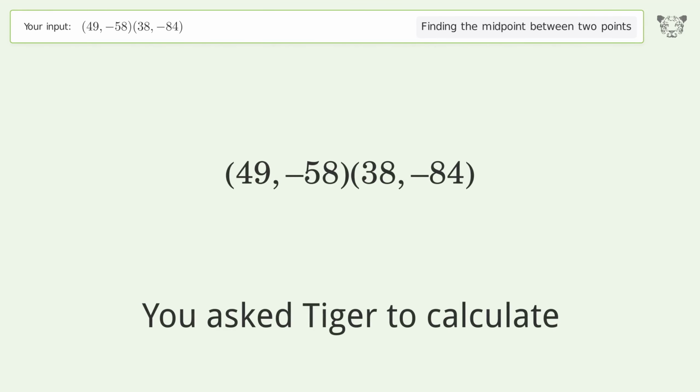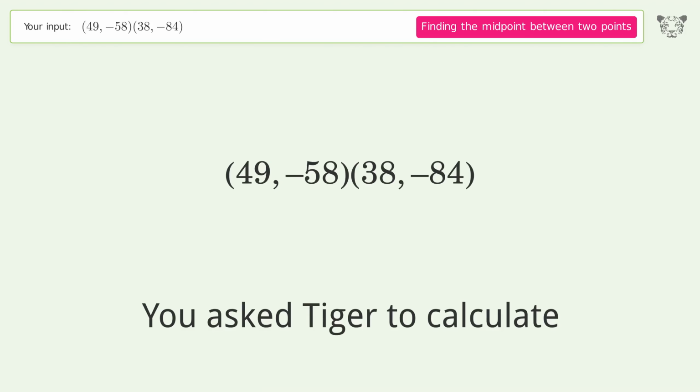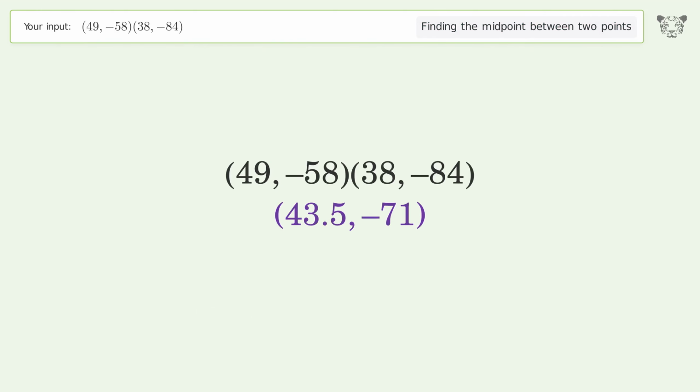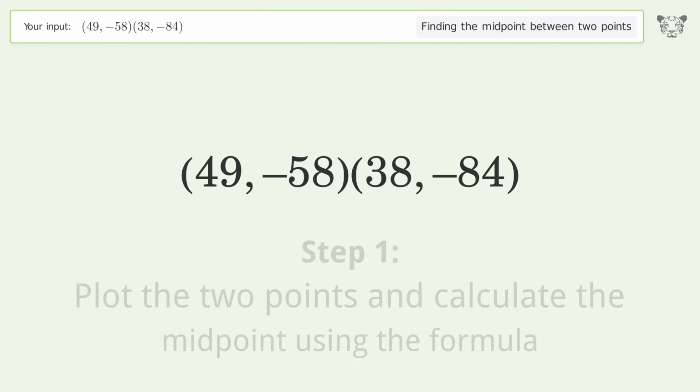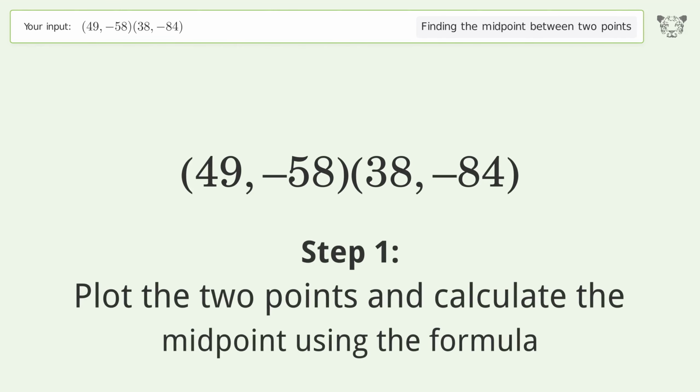You ask Tiger to calculate. This deals with finding the midpoint between 2 points. The midpoint between the 2 points is 43.5, -71. Let's solve it step by step. Plot the 2 points and calculate the midpoint using the formula.